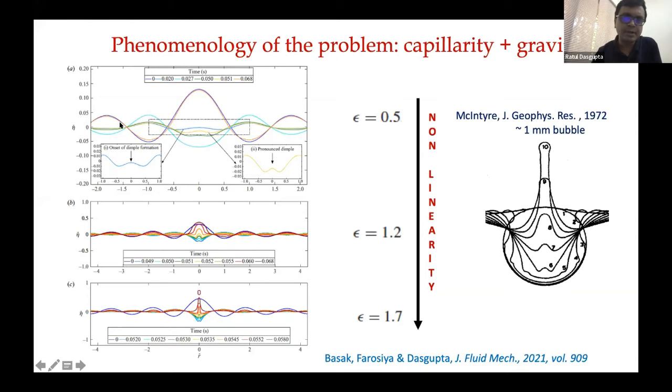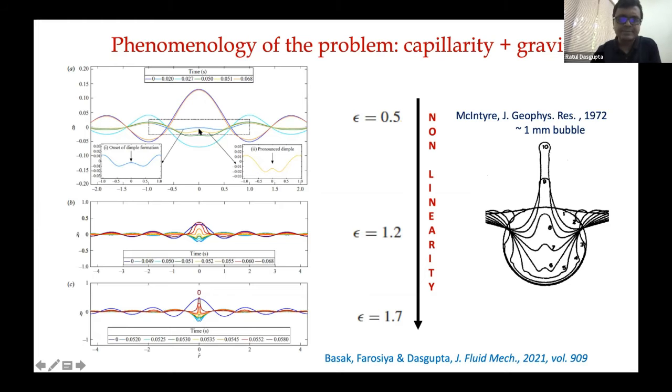So as I said earlier, this is our Bessel mode. I have not shown the entire radius of the container. This is a truncated domain. And so, we start with an initial Bessel function. This is a relatively moderate value of epsilon, 0.5. And so it becomes a trough. And then as it rises, you get this dimple-like structure. Okay, so this is what we call a dimple.